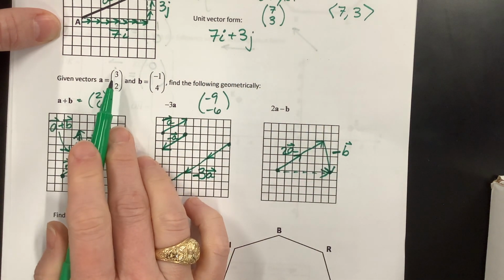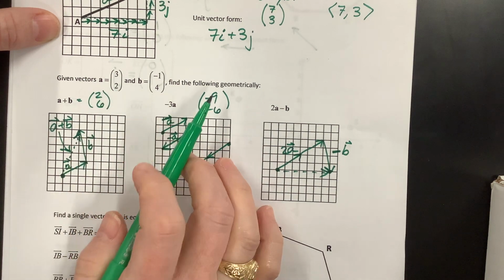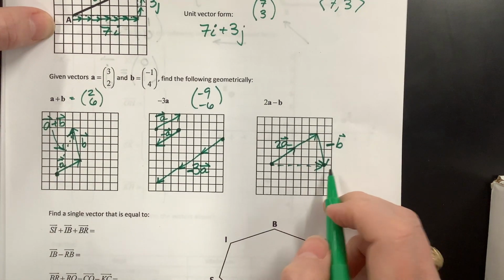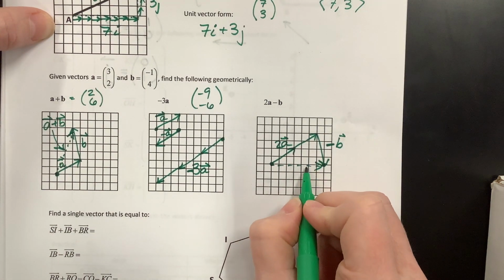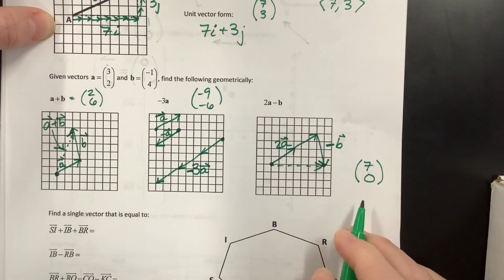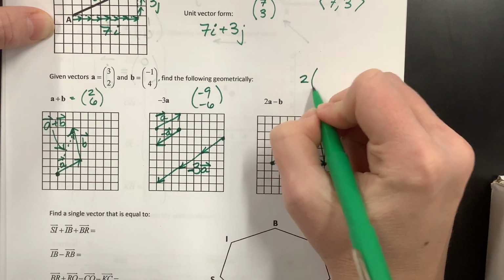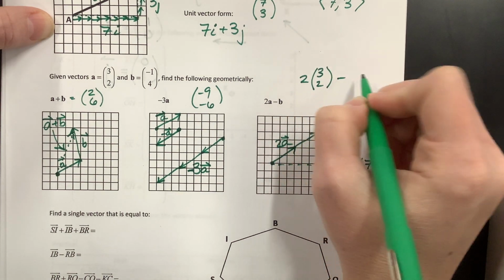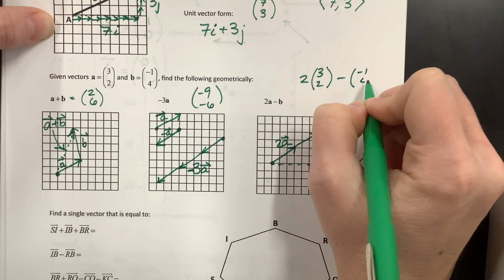Sure enough, if I come back to here and multiply by -3, I get -9 over -6. This is 1, 2, 3, 4, 5, 6, 7. I've gone 7 in the x direction and 0 in the y. If you come back up here, 2 times 3, 2, minus -1, 4, sorry.